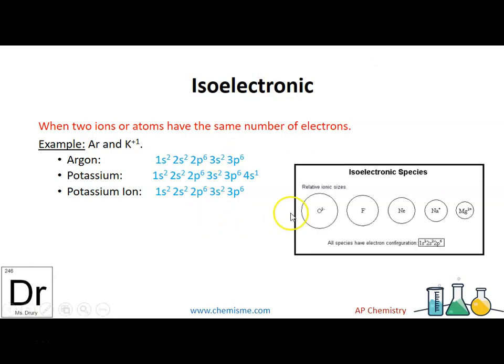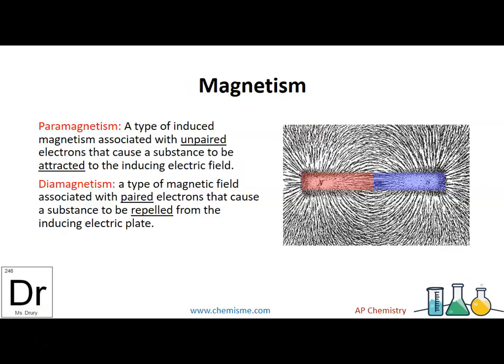So actually, oxide, fluoride, neon, sodium, and magnesium ions all have the same configuration of 1s2, 2s2, 2p6 because they all have 10 electrons. But you notice that their sizes are different because of their number of protons, which we'll get into more when we do periodicity.